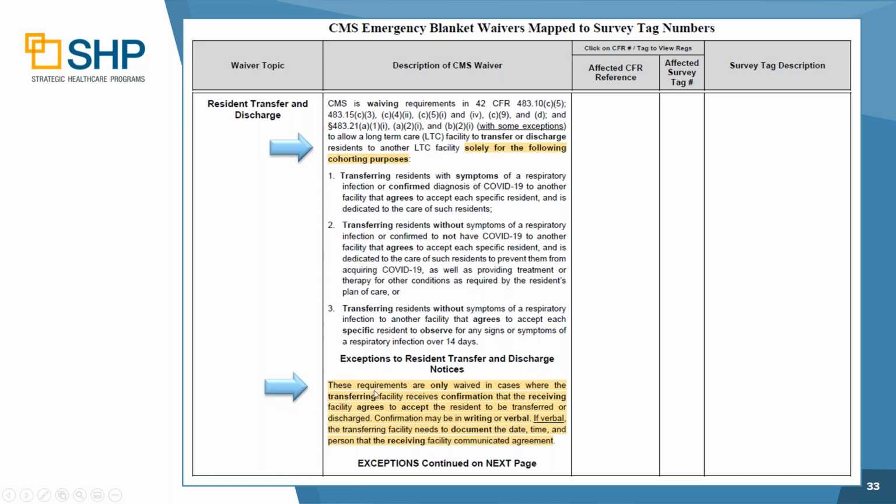Notice that it says this: these requirements are only waived in cases where the transferring facility receives confirmation that the receiving facility agrees to accept the resident to be transferred or discharged. Confirmation may be in writing or verbal. If verbal, the transferring facility needs to document the date, the time, and the person that the receiving facility communicated agreement. So those are the 3 basic reasons. Now, they waive some requirements, and let's look at those.